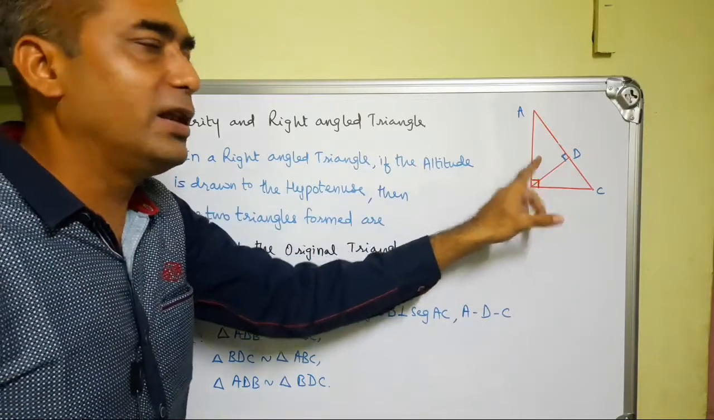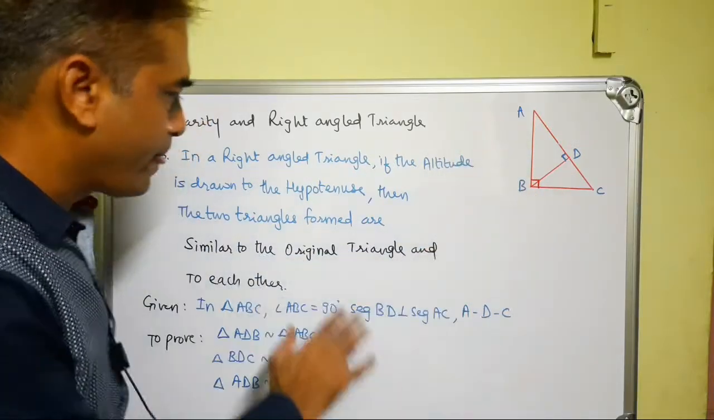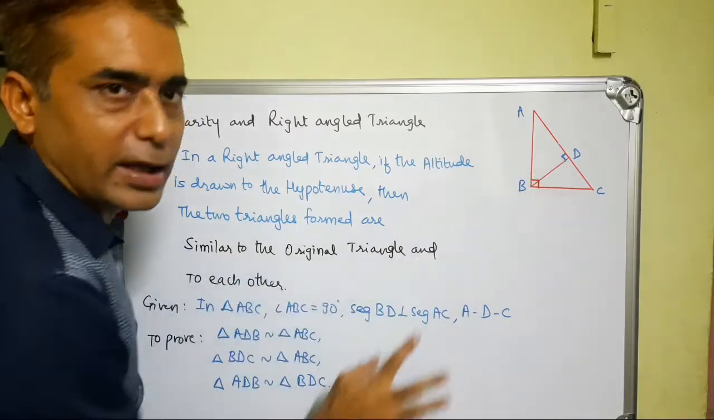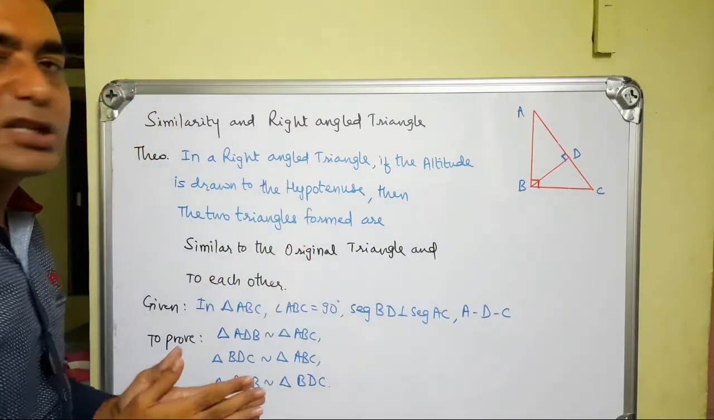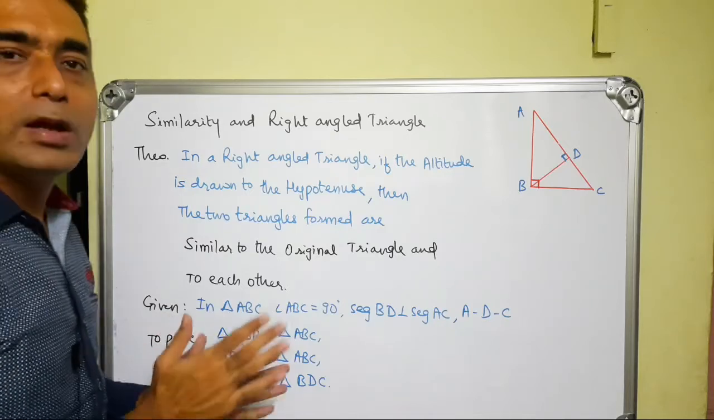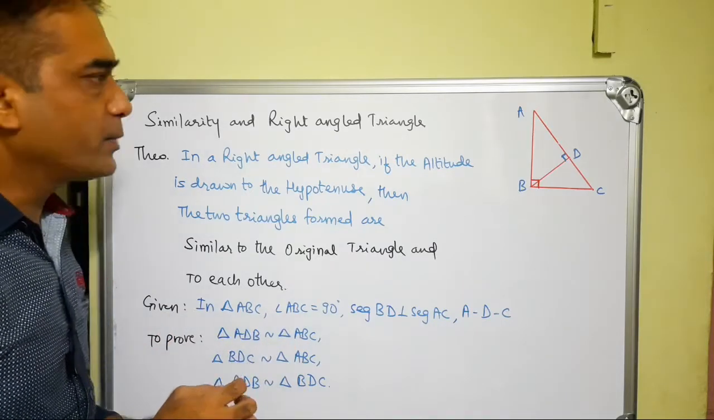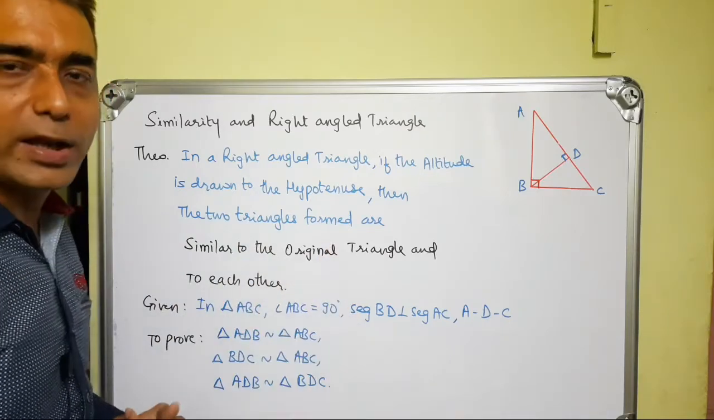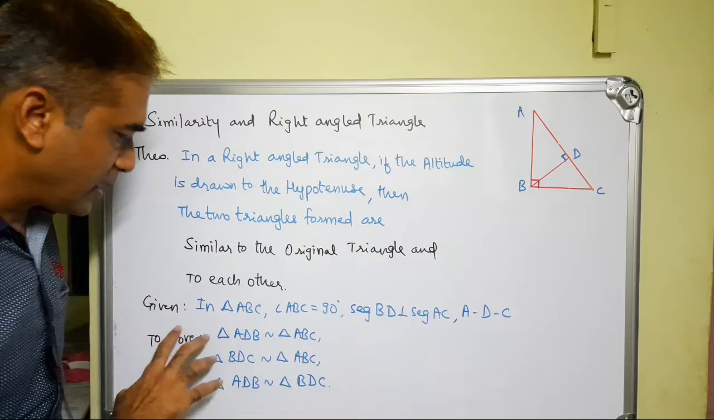तो दोनों ट्राइंगल ओरिजिनल ट्राइंगल से सिमिलर हैं एंड टू ईच अदर, और वो एक दूसरे से भी सिमिलर है. ये है, दिस इज द प्रॉपर्टी, दिस इज द थ्योरम ऑफ सिमिलरिटी इन राइट एंगल ट्राइंगल्स. तो अभी हम इसको प्रूव करेंगे. कैसे? तो पहले हम लिख लेते हैं थ्योरम.